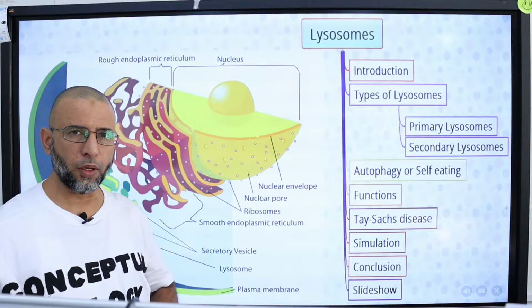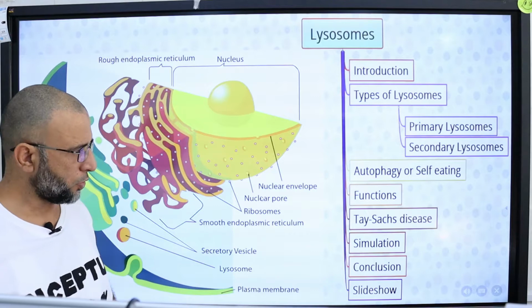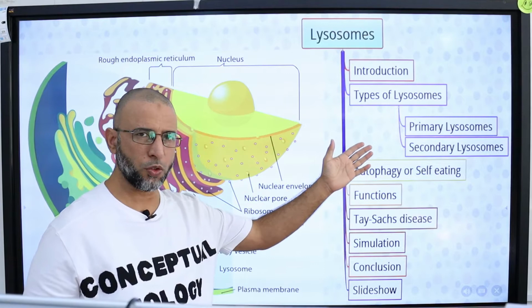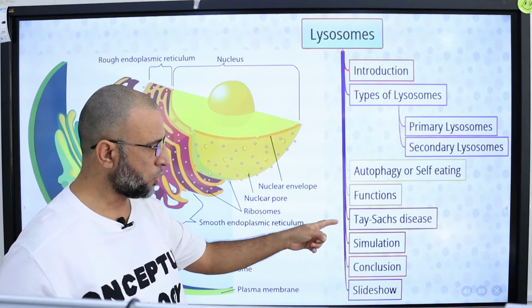Hi, I'm Sohail. Today I'm going to talk about the structure and composition of the lysosomes. Main points of the lesson are types of the lysosomes, primary lysosomes and secondary lysosomes, autophagy or self-eating, functions of lysosomes, and Tay-Sachs disease.